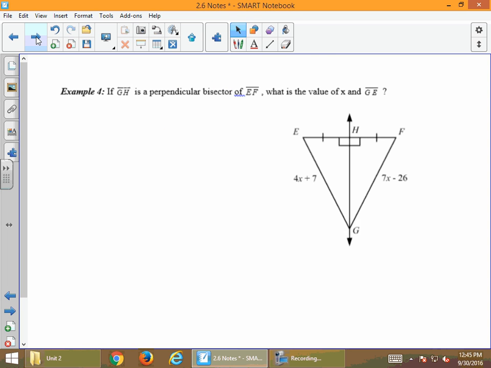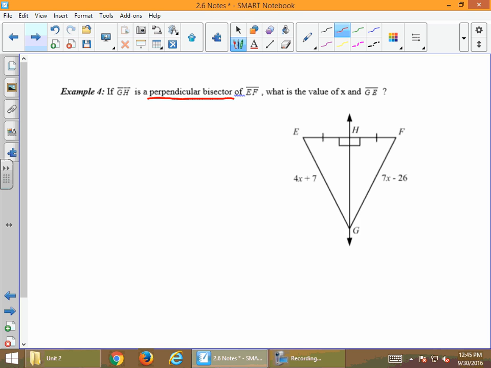That's how it works. So let's try this example here. This is on the back side, so flip over your paper. Just give me a second to flip it over there. Look on the back. If GH is a perpendicular bisector of EF, what is the value of X and what is the value of GE, General Electric? Well, the key words you need to have here are perpendicular bisector. What does that mean? The segment EF is bisected, and we have a right angle.